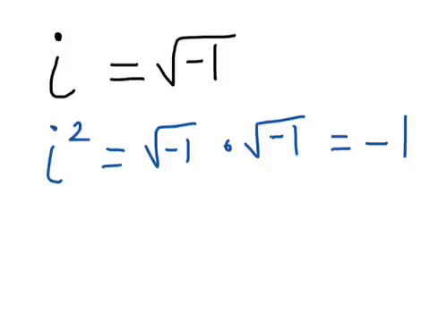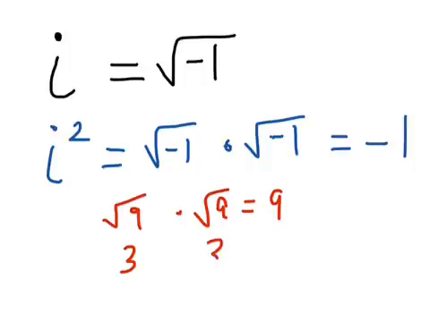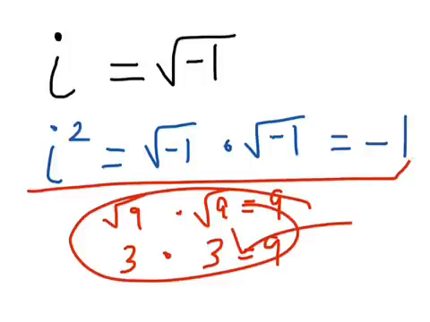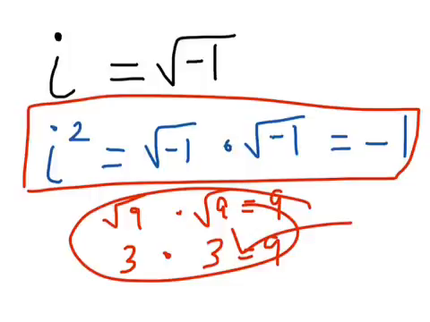I'll give you another example of something that might make a little more sense. The square root of 9 times the square root of 9 is 9, because the square root of 9 is 3, the square root of 9 is 3, and 3 times 3 is 9. So if this is true, then this has to be true as well. And so we can continue to simplify with the imaginary numbers idea. So i is equal to the square root of -1, or we could just say i is equal to i and use that as our base term.